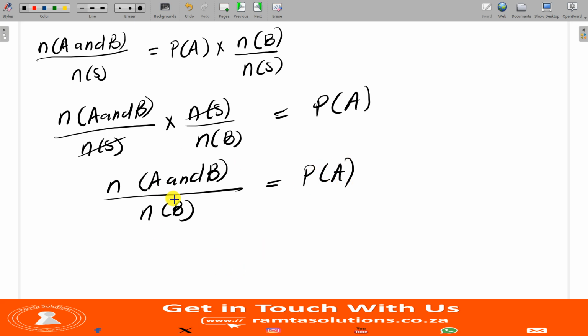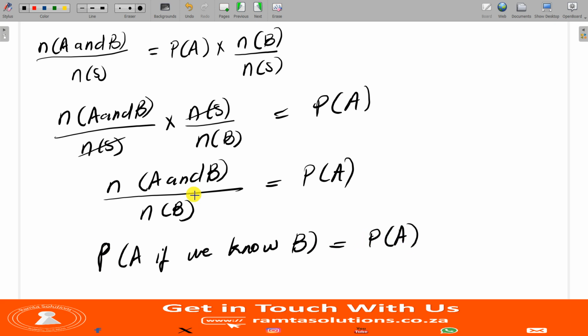Now, what did we call this? We said this was the probability of A if we know B. Therefore, the probability of A if we know B is equal to the probability of A.